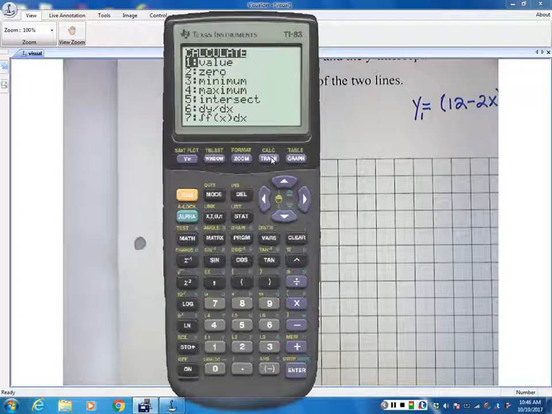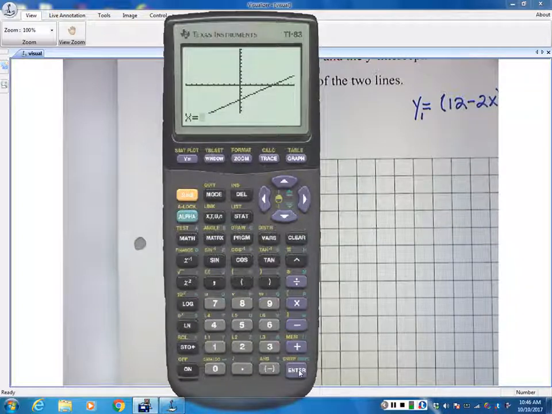X-intercept? No, it's actually going to be your Y-intercept. One is going to give you your Y-intercept, okay? We did it in algebra, and I forget. Zero shows you your X-intercept. Minimum and max show you your vertex if it's minimum and max. Right. So we're going to use value, and I want to know where the Y-intercept is.